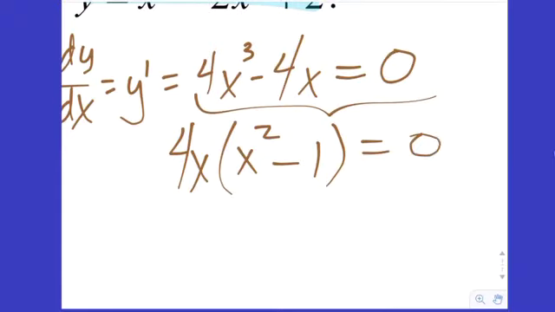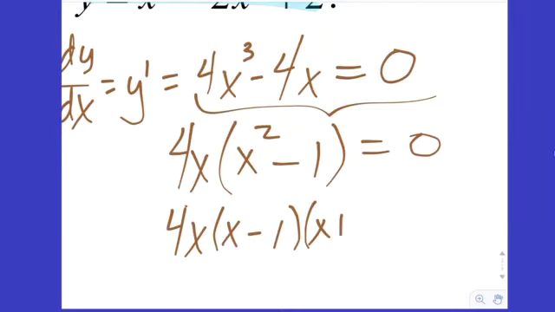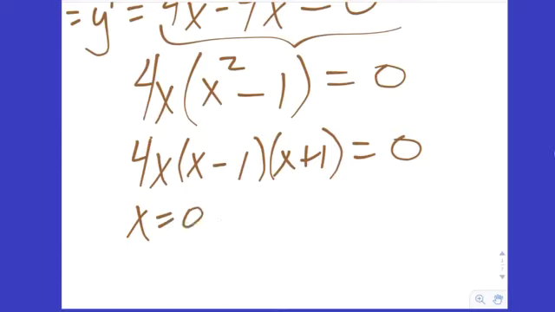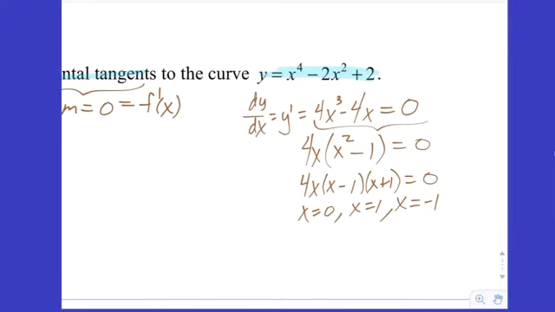Keep it equal to 0. That's an important thing. If you have a conditional equation equal to 0, then you've got to keep it equal to 0 as you continue to work down. At this point, you could probably rattle off all 3 solutions, which is fine. If not, you need to go one more step. That's fine too. You could factor it, but now you get x equals 0, x equals 1, and x equals negative 1. So those are the 3 locations on this quartic where we have horizontal tangents.